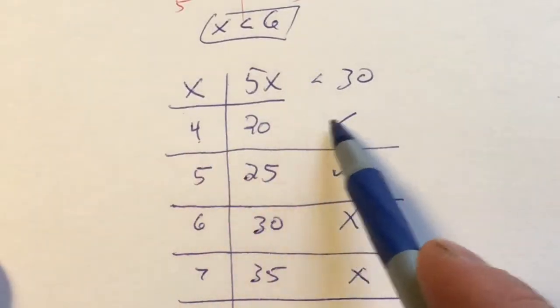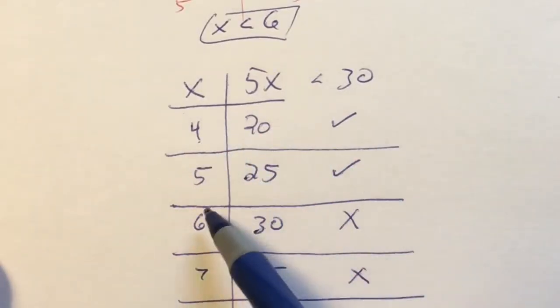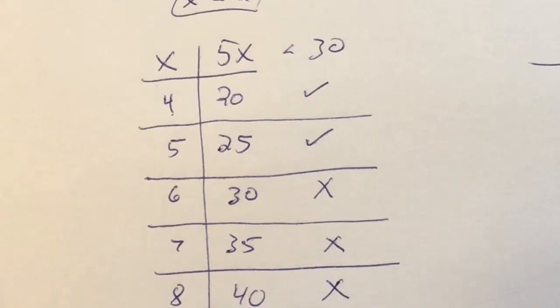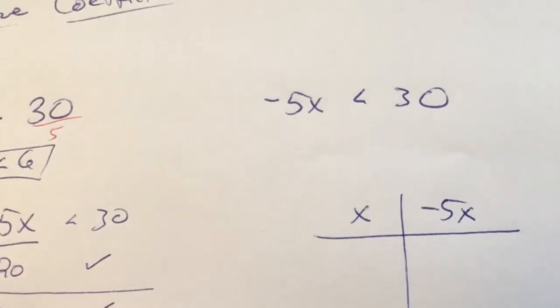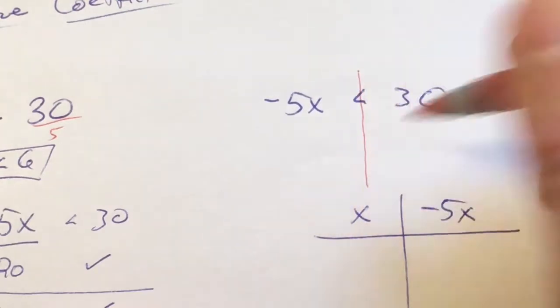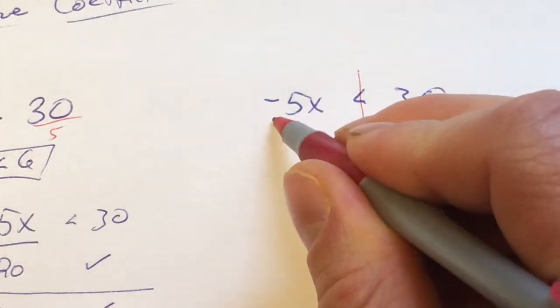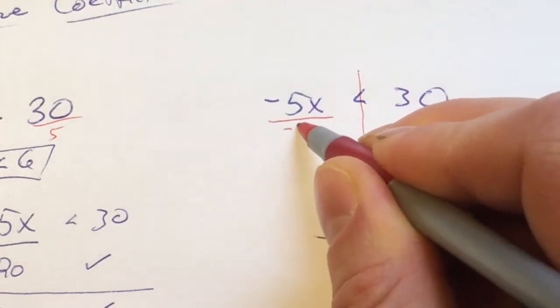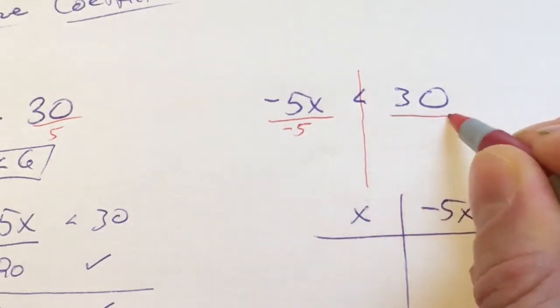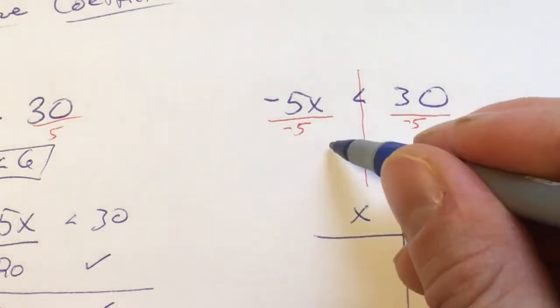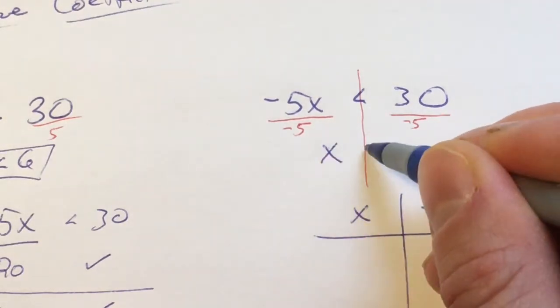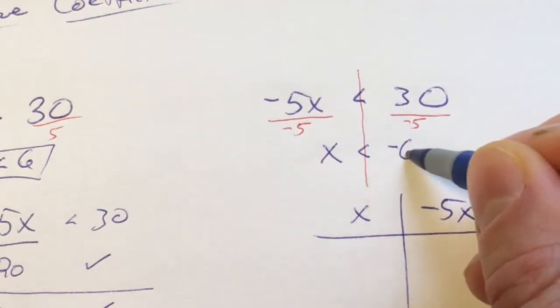If x is 4, we're good. If x is 5, we're good. If x is 6, no good. 7, no good. 8, no good. Okay, bear with me a little bit here. If we take what we have done in algebra up until this point with solving equations, we divide both sides by -5. I encourage people, divide both sides by -5. That leaves you with 1 positive x over here is less than -6.